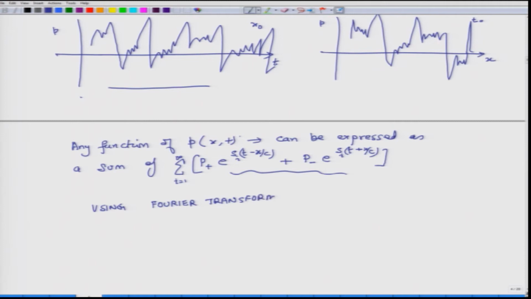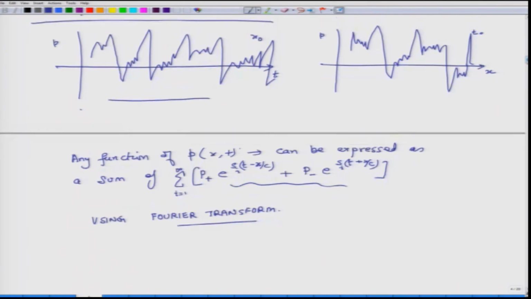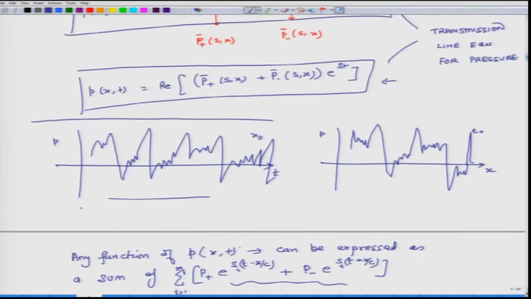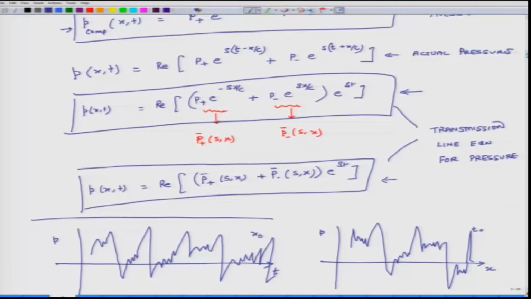So, remember, this function need not be periodic. p of x, t may not be periodic, but I can express any complicated function, which may be periodic or may not be periodic, as a sum of different complex frequencies using the method of Fourier transform. So, my general equation, if I have to figure out how it changes, will essentially be a sum of p1 x t plus p2 x t plus p3 x t and so on and so forth.